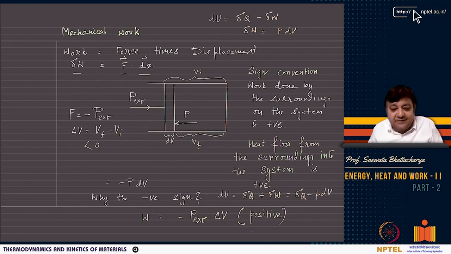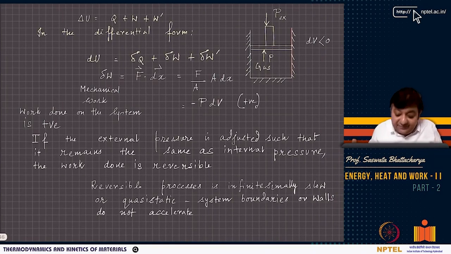Now again, dV, that means volume, is an exact differential, so volume is a state function. Volume is a state function because dV is an exact differential. As you can see, in differential form the first law for a closed system can be written as dU equals delta Q plus delta W plus delta W prime. And delta W is F dx, which is F by A into A dx. A dx is nothing but the change in volume dV, and there is a minus P dV because delta W has to be positive according to our sign convention. Work on the system has to be positive.